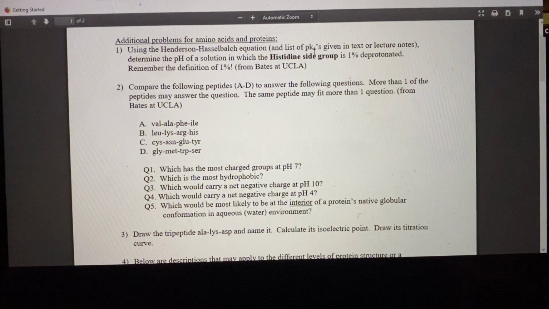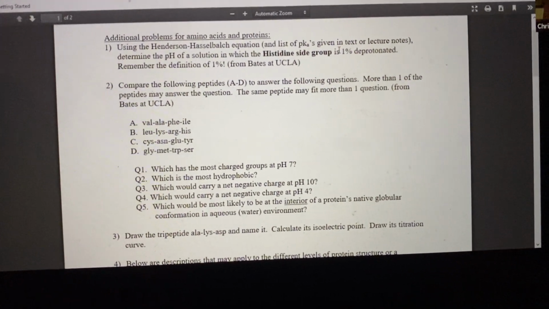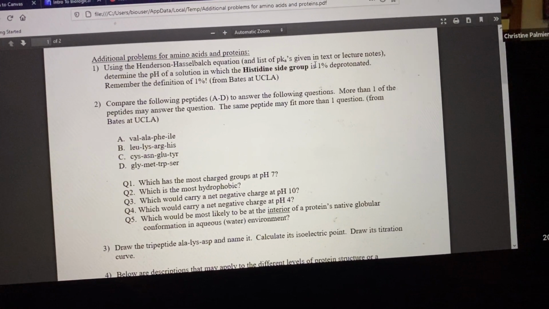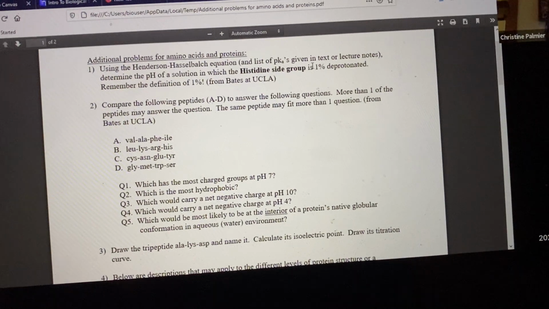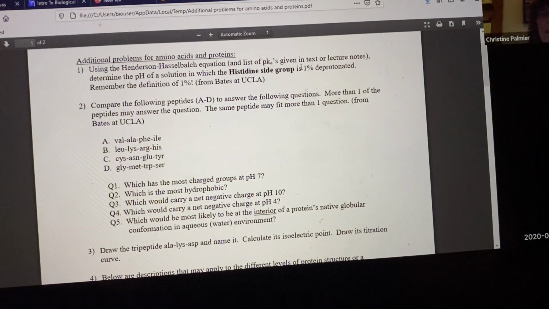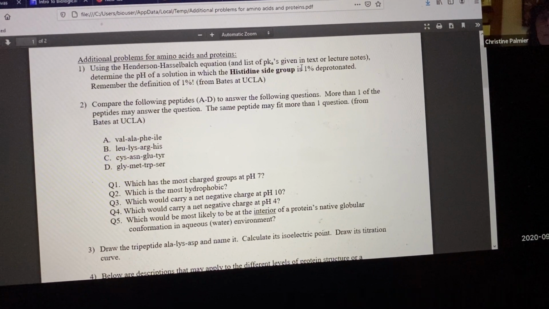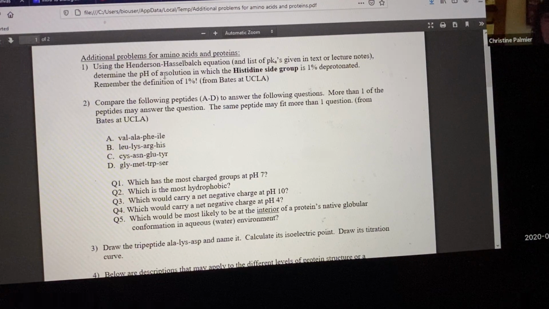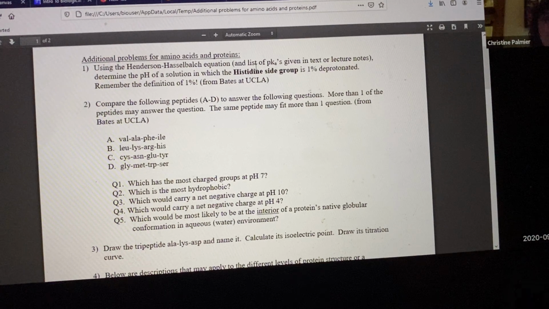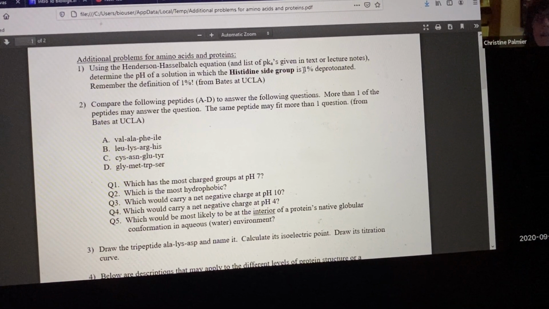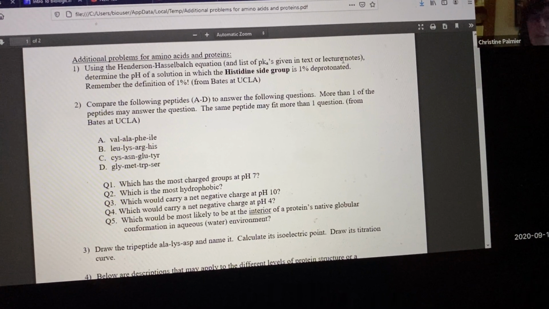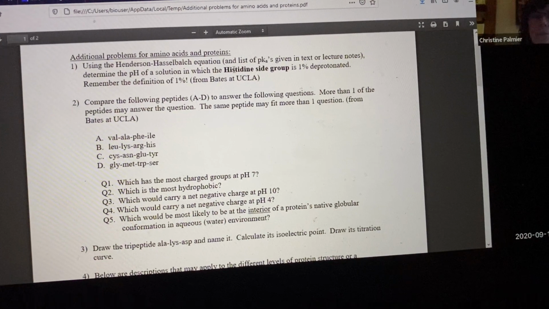And because they're only talking about the side group, you want to use the pK of 6, which is for the R group of histidine only. You do not want to use the pK of the alpha amino group or the alpha carboxyl. They're too far away from the pKa of 6 or the pH that they want you to use. Well, actually, they don't give you a pH to use, but they said to do the R group. So the R group's pK is 6. Okay, and we know the ratio is 1 over 99, as I just mentioned. So when you do that problem, you want to do that.